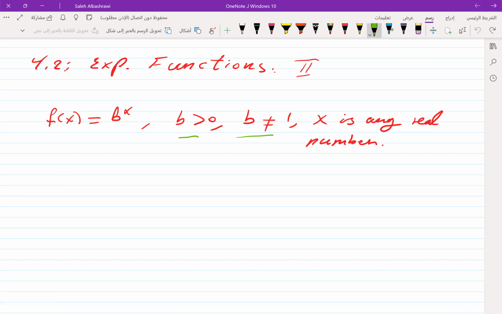And we gave examples about some exponents and why we need these conditions: b is greater than 0 and b is not equal to 1. And also we gave one example about how to graph an exponential function. Today we are going to take more examples about graphing or drawing the exponential function.